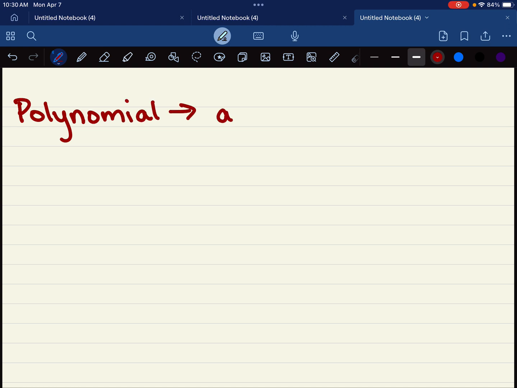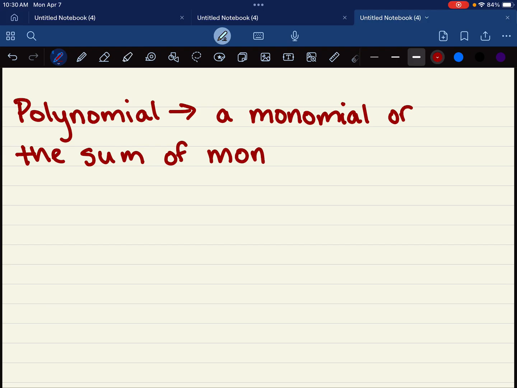Okay, a polynomial is a monomial or the sum of monomials. Now, does anyone remember what a monomial is? Does anyone know what the prefix mono refers to? How many? One, right? So a monomial would be one term. A monomial could be a number by itself, it could be a variable by itself, or it could be a combination. Like 3xyz is a monomial, as long as it's all being multiplied, okay?